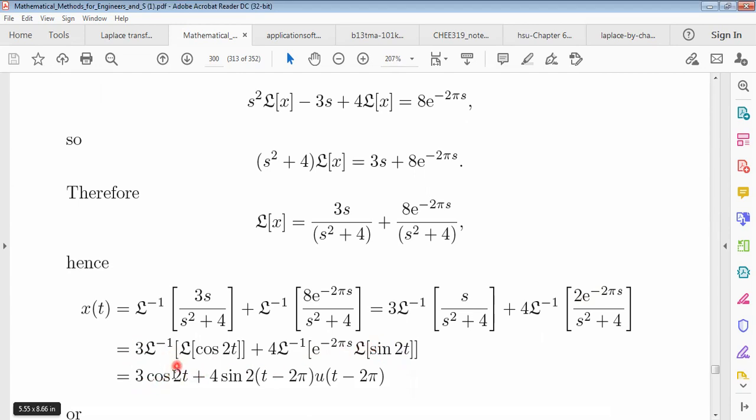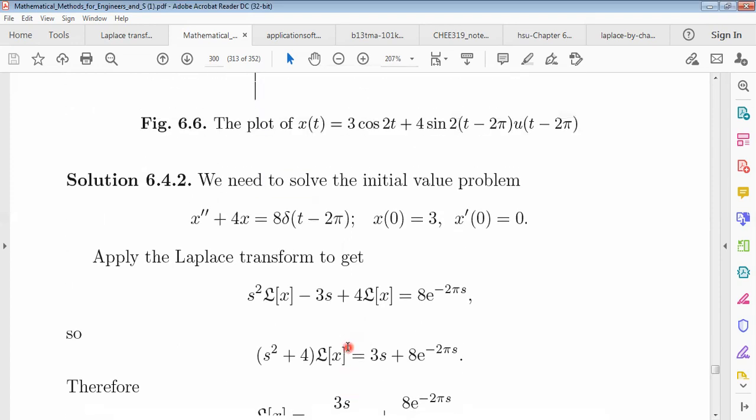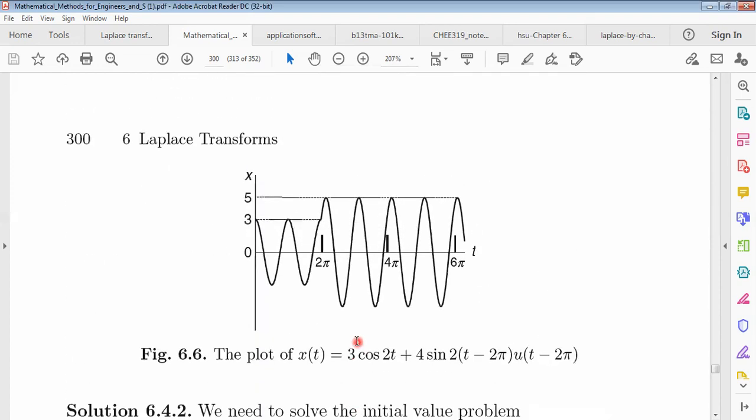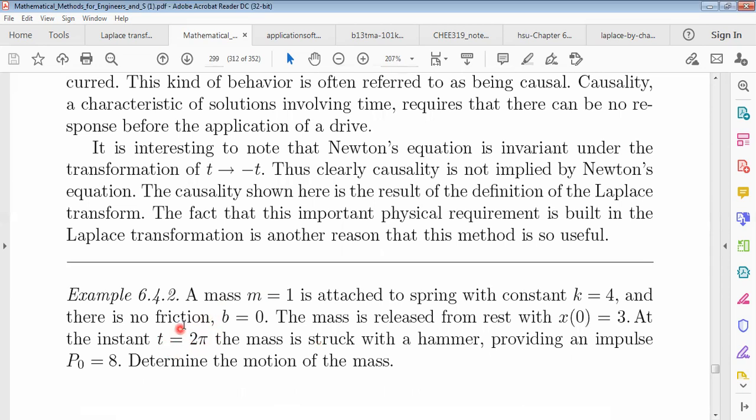So 3 into cos twice t, since the Laplace transformation and inverse Laplace transformation will have no effect. These are the properties we are using from the previous example. Then 4 into sin, where t becomes t minus t naught. T naught equals twice pi. What is t naught? From the given condition, t equals t naught, in our case t equals twice pi in the initial condition.